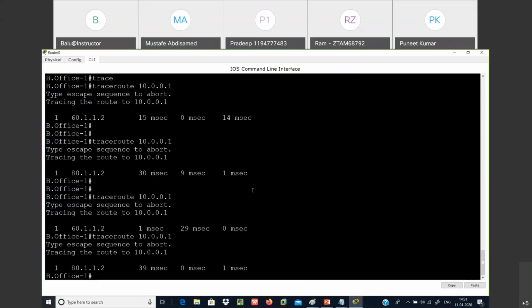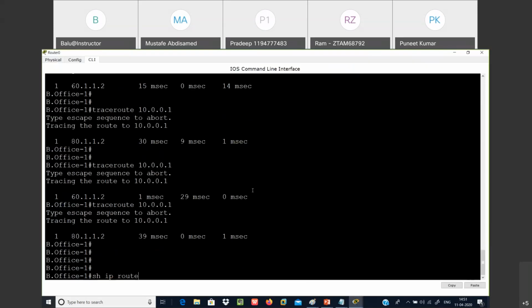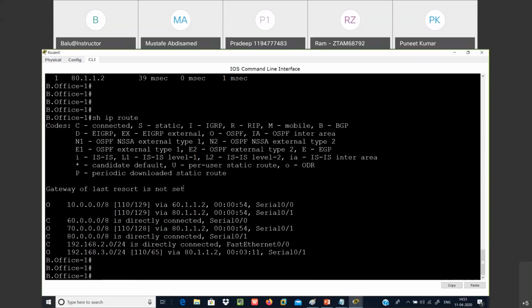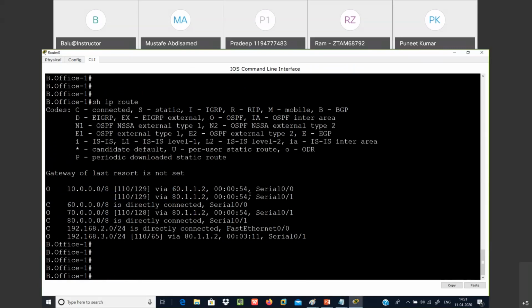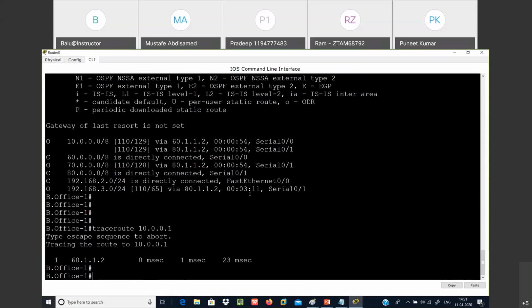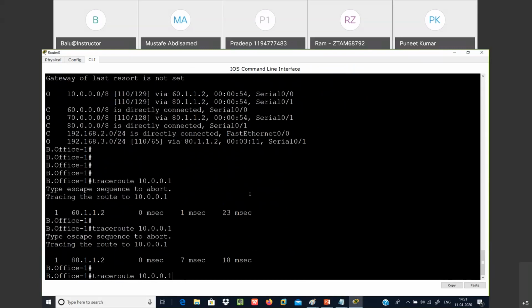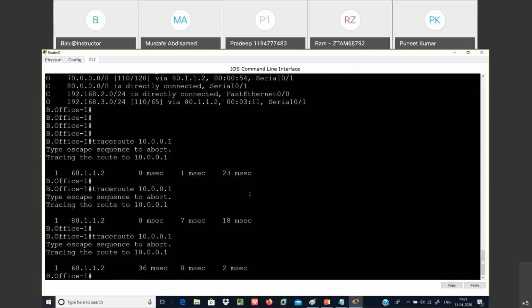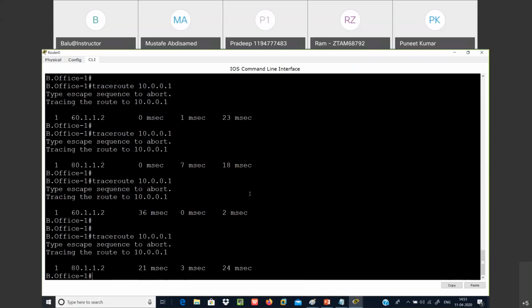Let's trace how the traffic is going. IP route traffic is going to 6.1.1.2 as well as 8.1.1.2. Let me show you once again. Traceroute 10.0.0.1, 6.1.1.2. Again traceroute, 8.1.1.2. Again traceroute, 6.1.1.2. Again if we traceroute, 8.1.1.2, meaning load balancing.